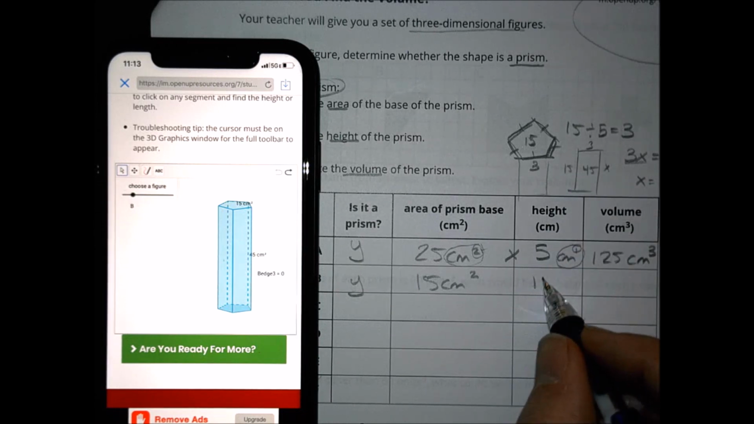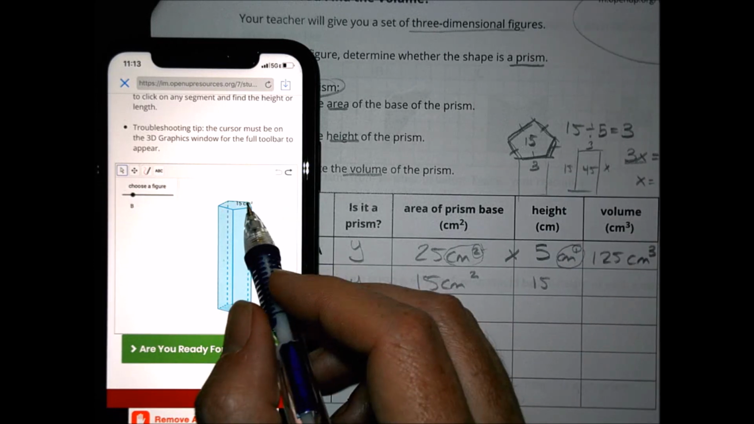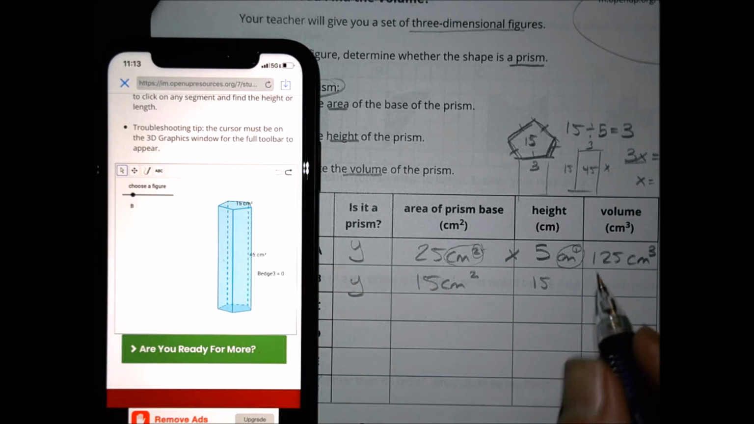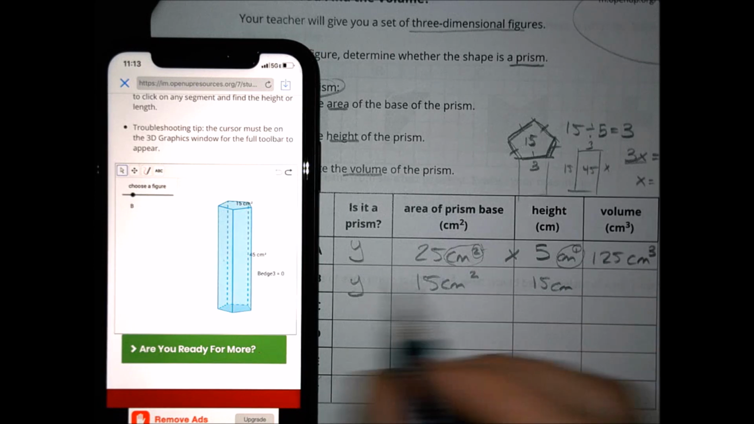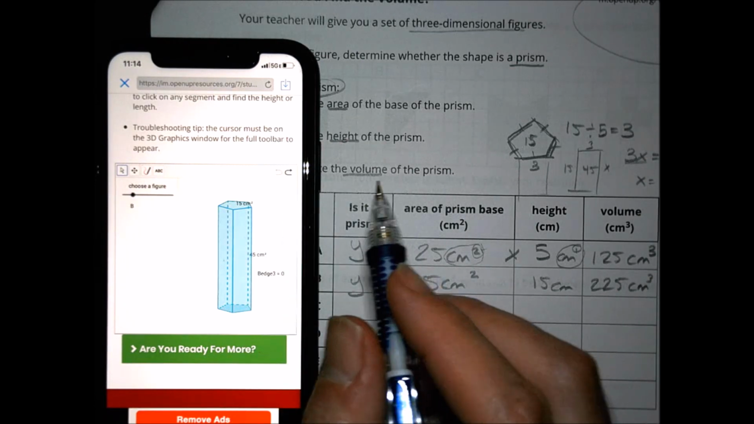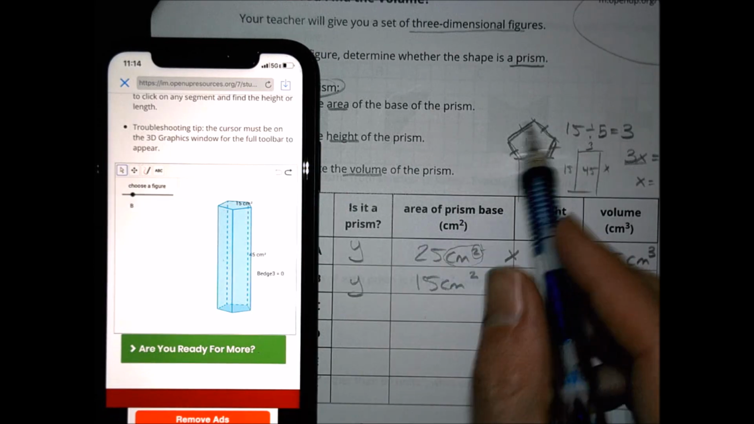So that's my height. So the area of the base was 15, and the height there is 15 centimeters as well. 15 times 15 is 225 centimeters cubed. It's a little bit tricky to get that figured out there, but it does work out the right way. Again, that's how we did that there.